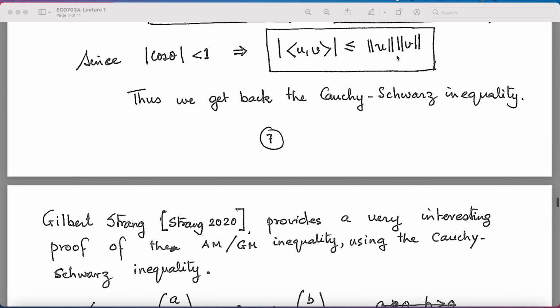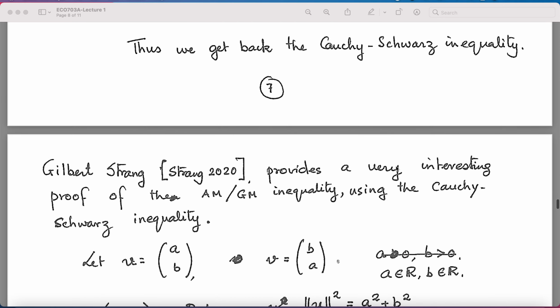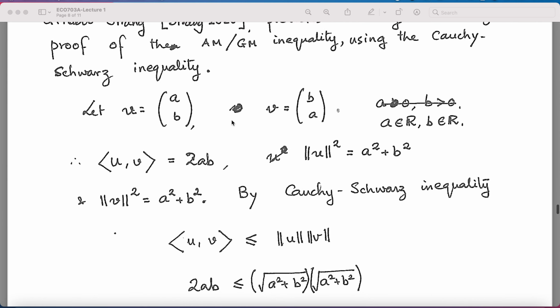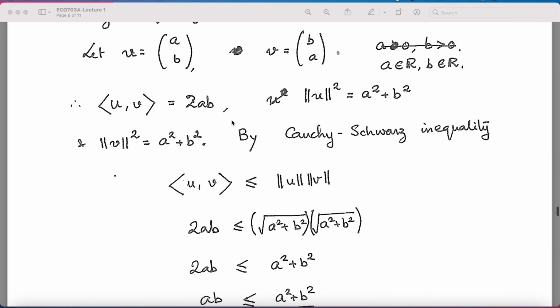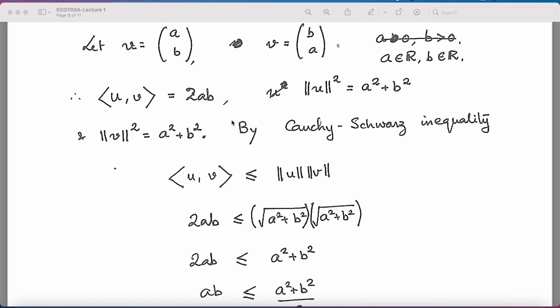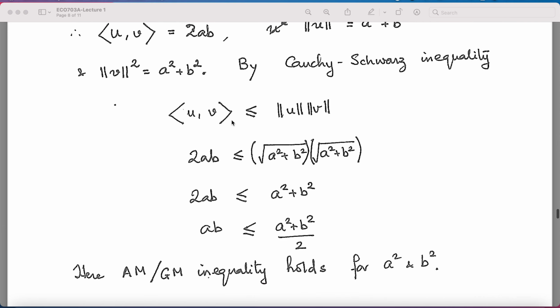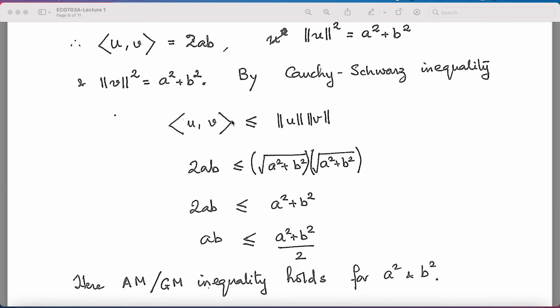Okay, there is some other way also to prove the Cauchy-Schwarz inequality. Gilbert Strang, in his 2020 book called Linear Algebra for Everyone, also provides a very simple way to use the Cauchy-Schwarz inequality to prove the AM-GM inequality. I will not go into it, it would be too much detail here, but you can understand it. It is not a very big thing.